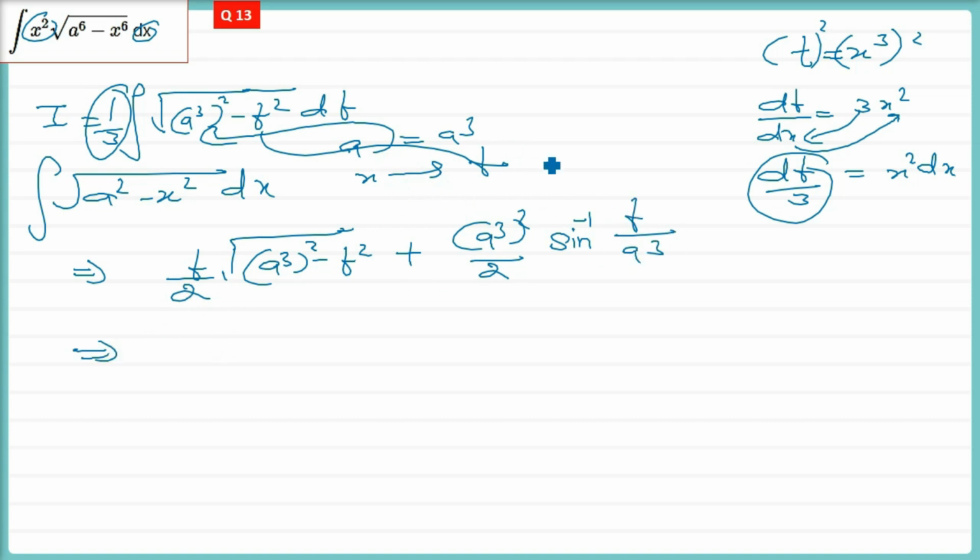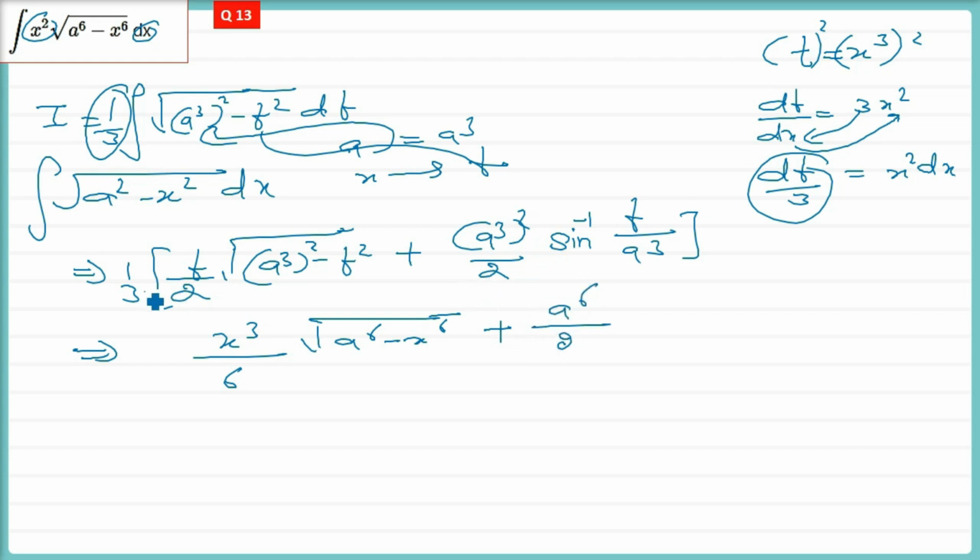Now wherever you get t, just replace it by x cube. So x cube by 2. But there is a 3 also outside. So multiplied by 3 in the denominator, it will be 6. So x cube by 6 under root a raised 6 minus t square. What is t square? Again x raised 6, plus a raised 6 divided by 2, 3 times 2 it will be 6, because 1 by 3 is already outside. Sine inverse, in place of t, x cube divided by a cube plus constant of integration. This is your integration result.